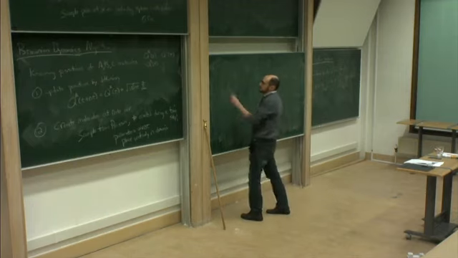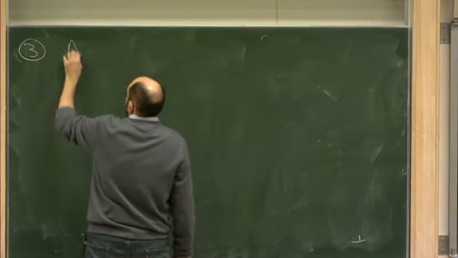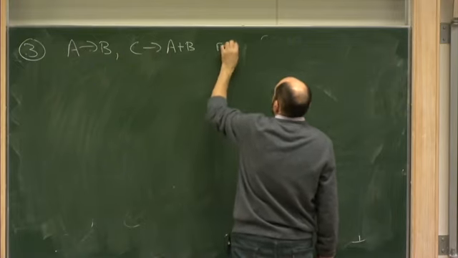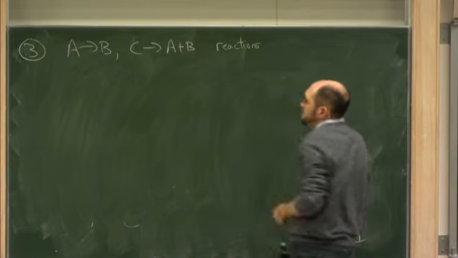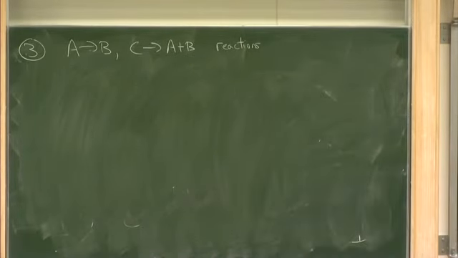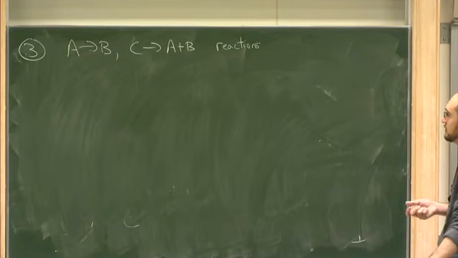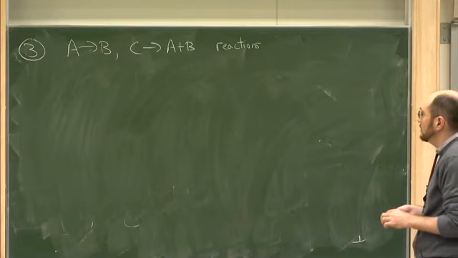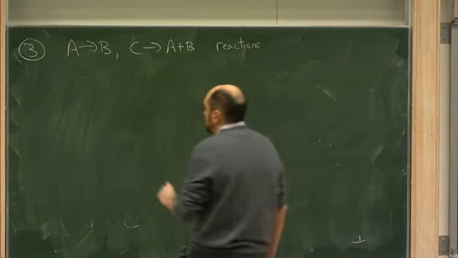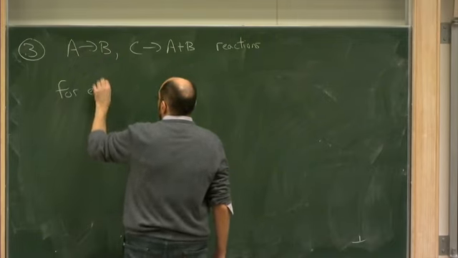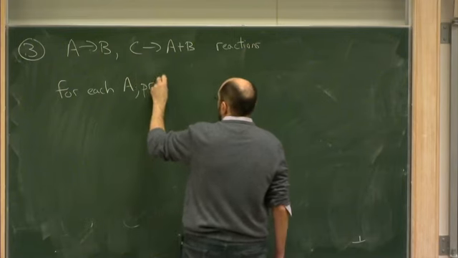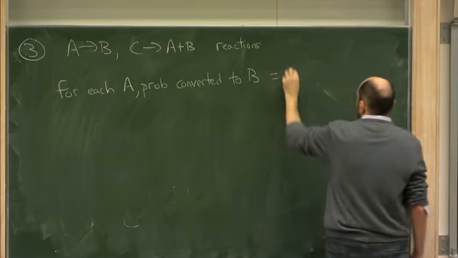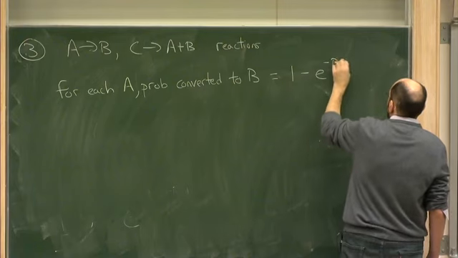So step 2, step 3, we have our A goes to B and our C goes to A plus B reactions over the time step. So for every A molecule, the probability per time that it turns into a B molecule we said was beta, right? So we can sample the probability that in the time window of delta t it actually converted, right? So for each A, the probability it converted to B is going to just be 1 minus e to the minus beta delta t.